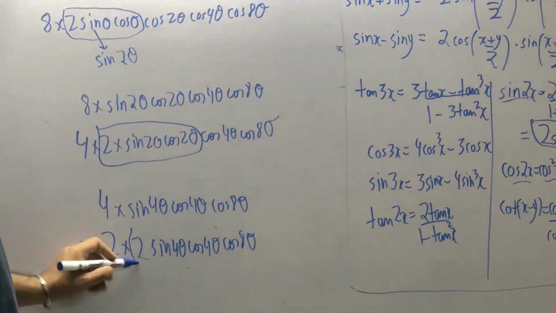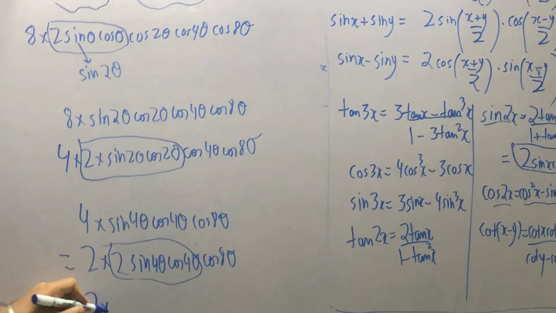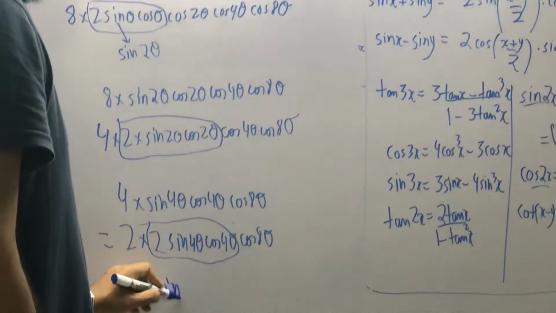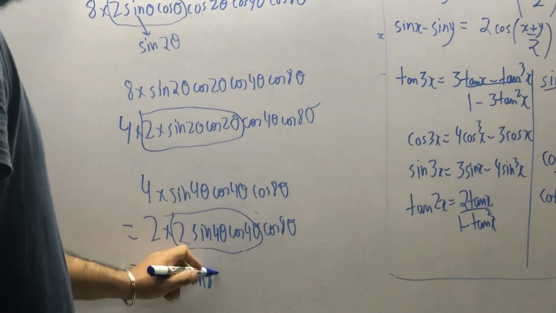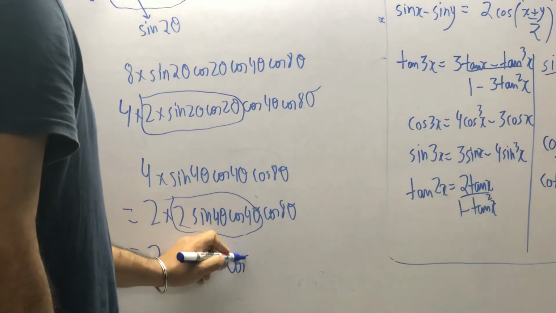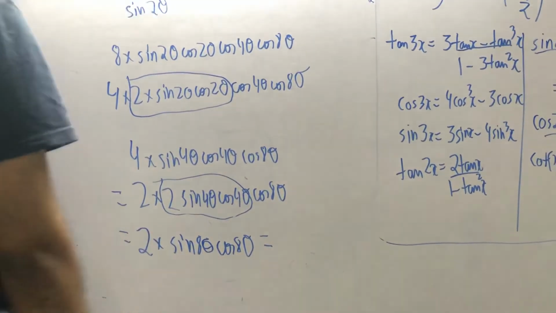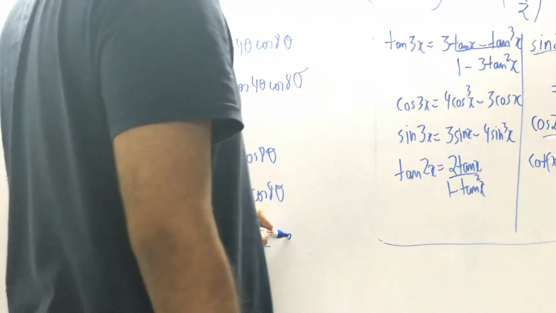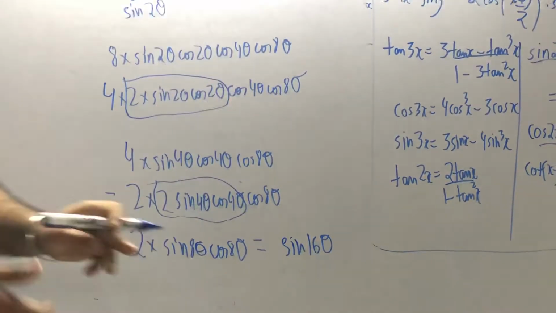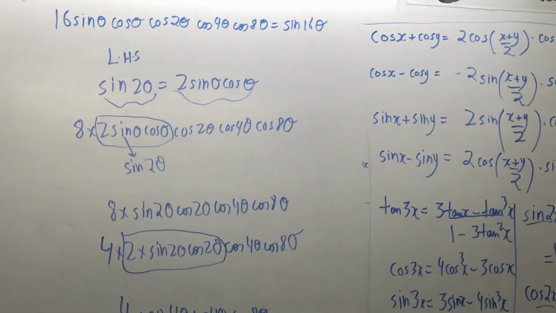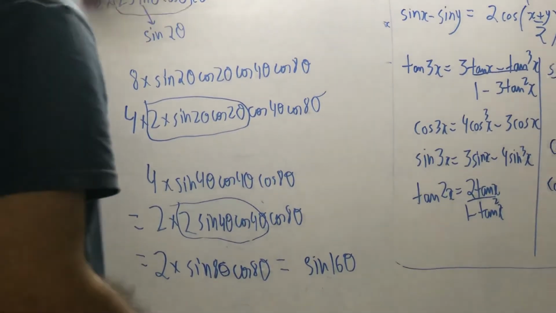So what is 2 sin 4 theta cos 4 theta? That is basically sin 8 theta, so we have 2 into sin 8 theta cos 8 theta. See, 2 sin A cos A is sin 2A. Last one, 2 sin 8 theta cos 8 theta will become sin 16 theta. So hence LHS is equal to RHS. This is how you will prove this one. So this was the question, so let's go forward.